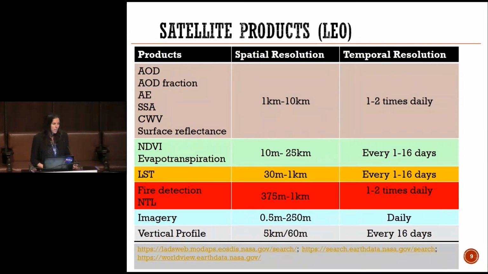There is only one satellite today that can give us the vertical distribution of aerosols. I won't talk about it. It has a very poor availability in time and in space, and hopefully in the future we'll have more information about the vertical distribution.